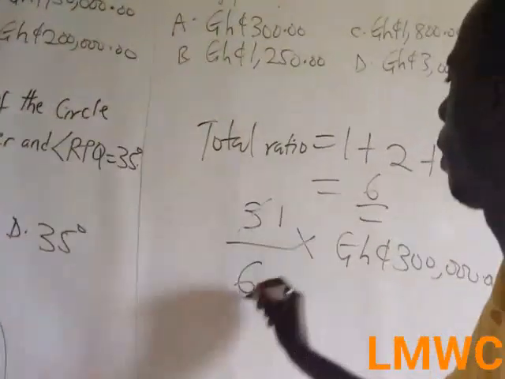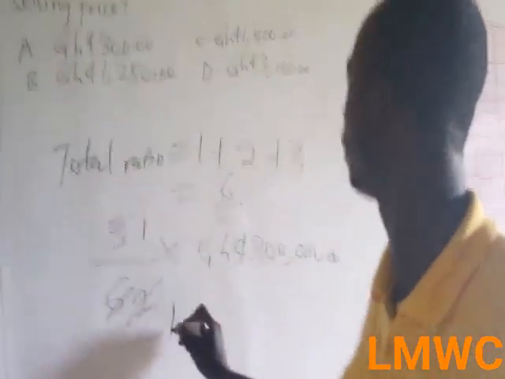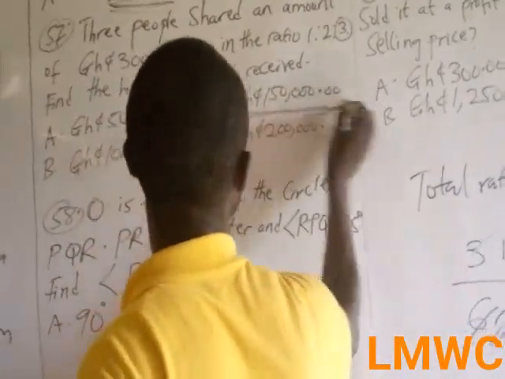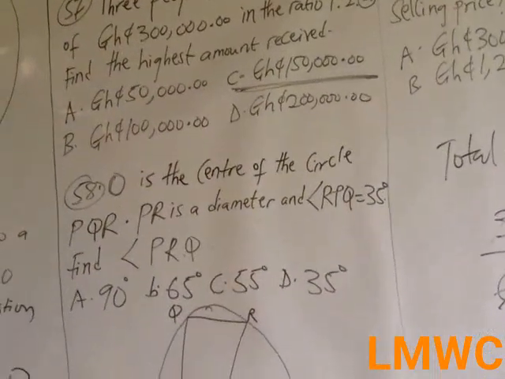After that, you subtract the lowest share from the highest share. 3 goes here, 1, 3 goes here, 2. 2 goes here, 1, 2 goes here, 150. So we have 150,000. Our answer is C.